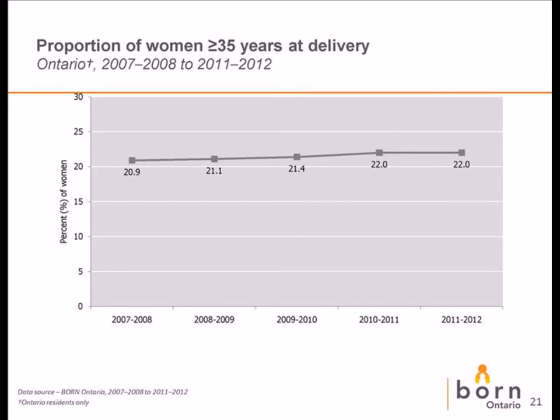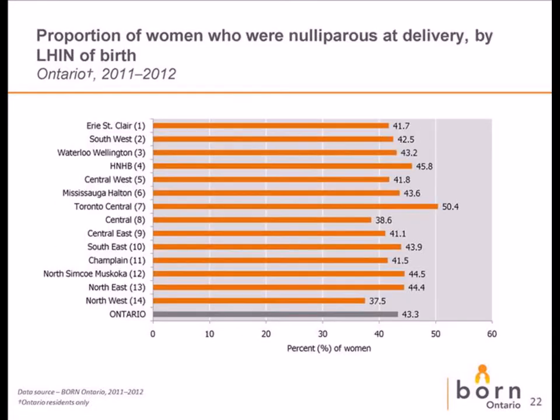This brings another set of challenges, of course. Women that are older when they have their first baby may be more financially stable, which is a good thing. But from a risk factor, we're getting into more chronic disease associated with those women. And so we are always conscious of that as well.